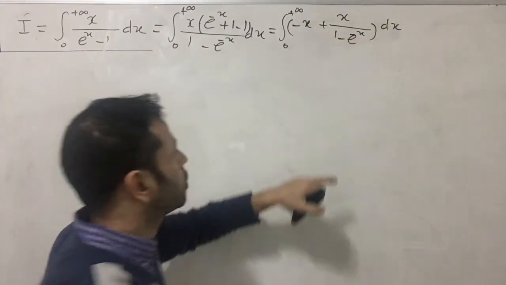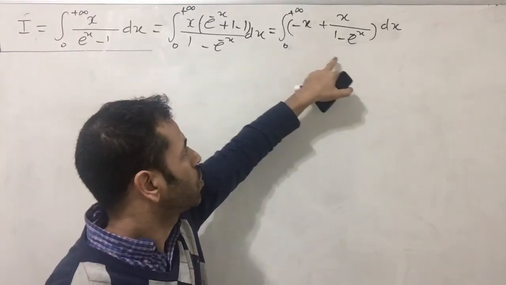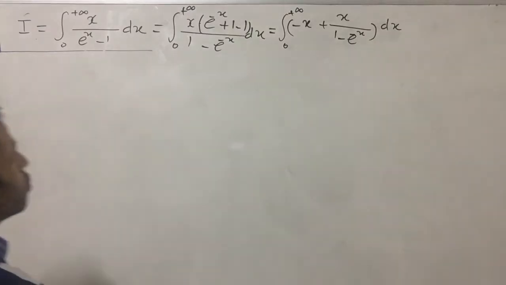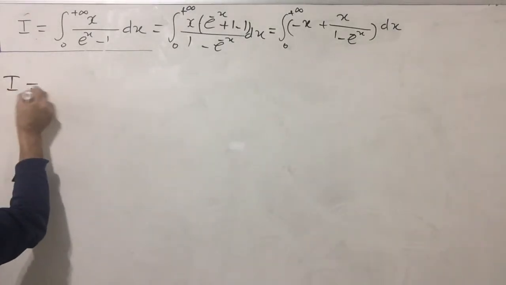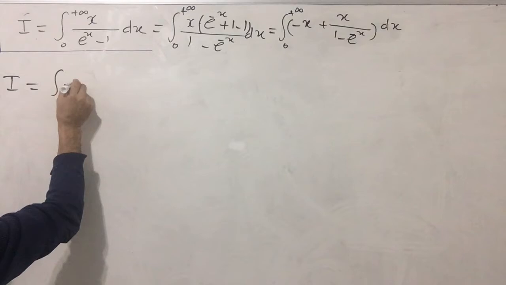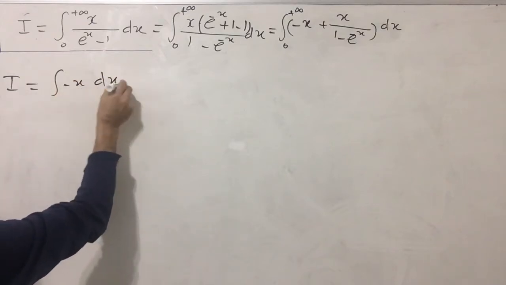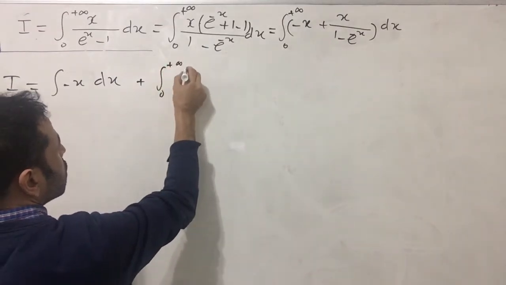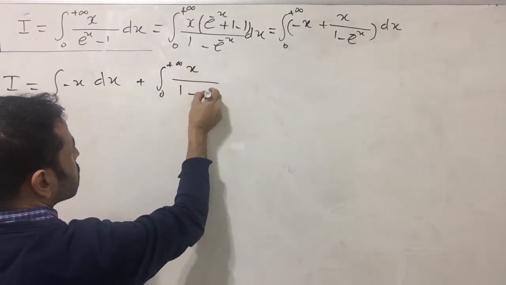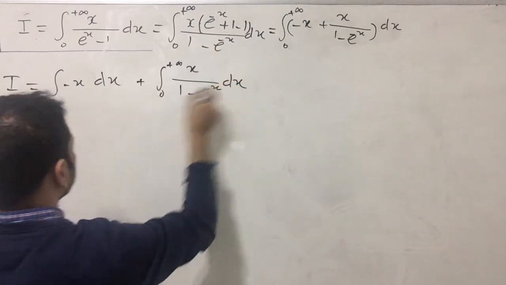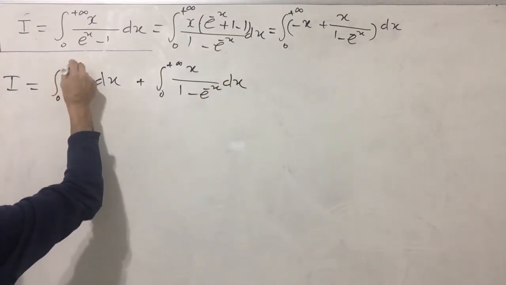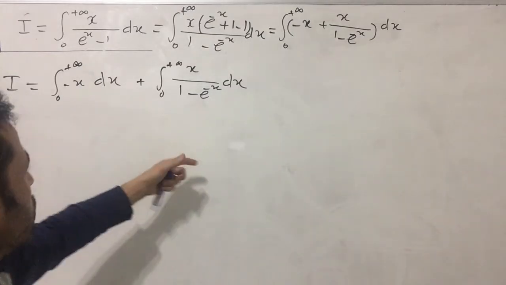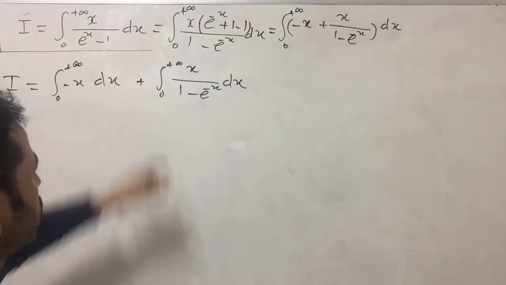Okay? The whole integral. Now I'm going to separate this integral, so I will have two integrals. The first integral is from 0 to plus infinity of minus x dx, plus another integral from 0 to plus infinity of x over 1 minus e to the minus x dx. So it's more clear now to have the substitution.